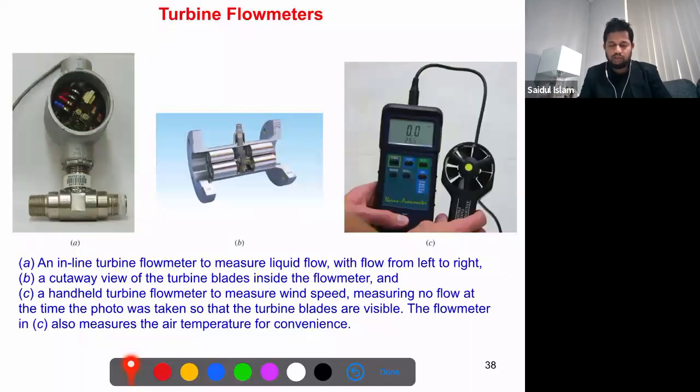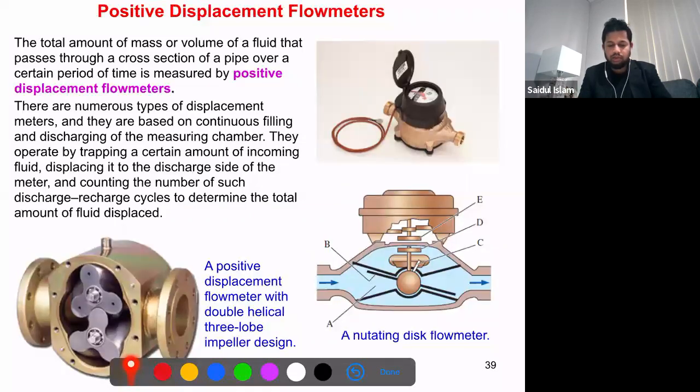The turbine flow meters are also another important one, where we can actually calculate the liquid flow, we can measure the flow. This is the general figure, and this is the cross-sectional view. And this one is also a meter, like how we can calculate the air pressure. So here are some displacement flow meters. It is the cross-sectional view, showing how it works.